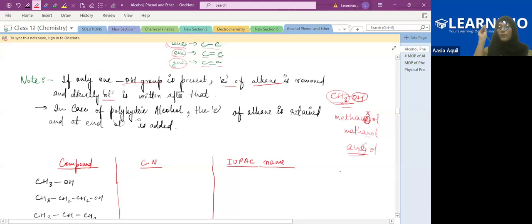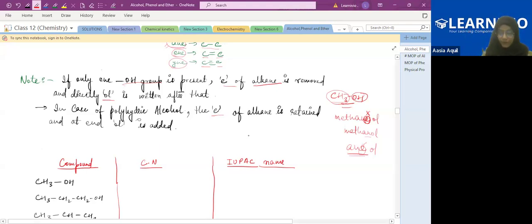Okay, so if only one hydroxyl group is present. But if in the polyhydric alcohol more than one hydroxyl group is present, then you don't have to remove this E from the alkane, from the ane suffix. Okay, you have to write it along with it.